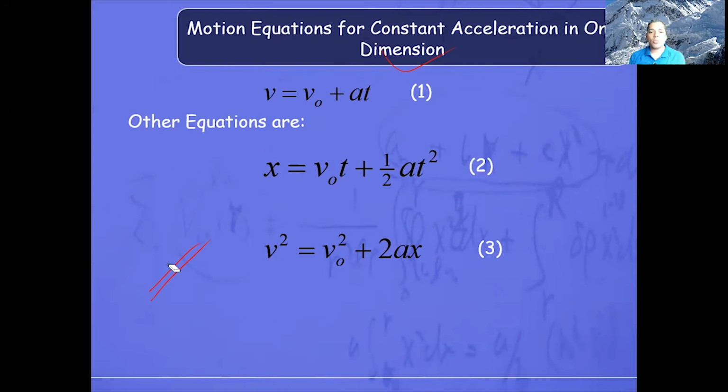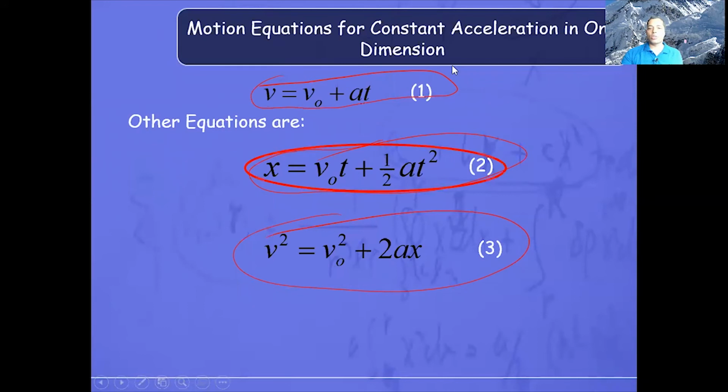So we have three formulas. I would appreciate it if you can memorize them. Okay, you don't have to, but it's a very good idea because we use them a lot in this course. All right, so v equals v0 plus at, x equals v0 t plus 1 over 2 at squared, v squared equals v0 squared plus 2ax. Okay, these are called kinematic equations.